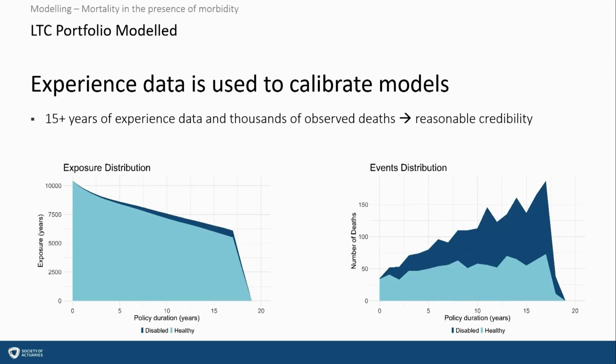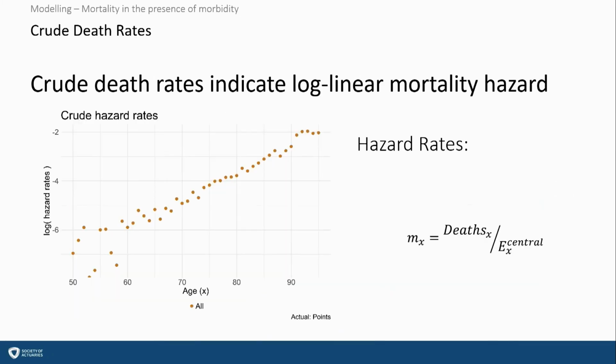All right, having said all that, just to move into the example, we've used a long-term care portfolio, just a very high-level view of what that consisted of. It's over 15 years of experience data at the level of an individual, obviously. We've got several thousand exposure years in there and several thousand observed deaths, so we see this as providing reasonable credibility to support the modeling.